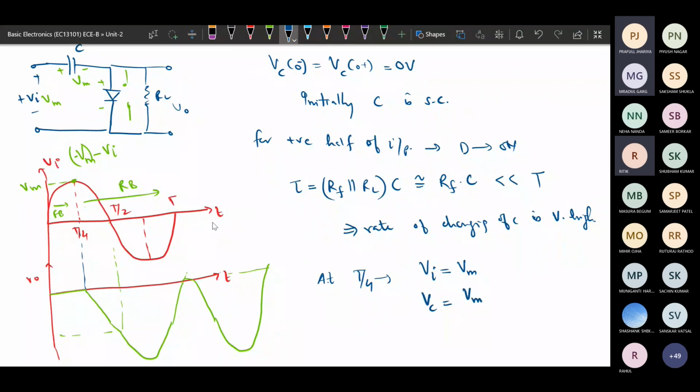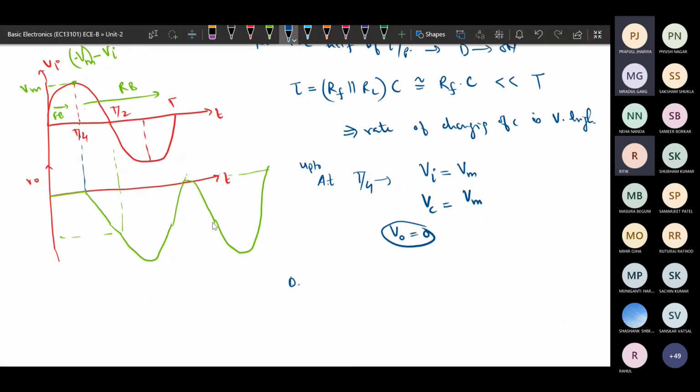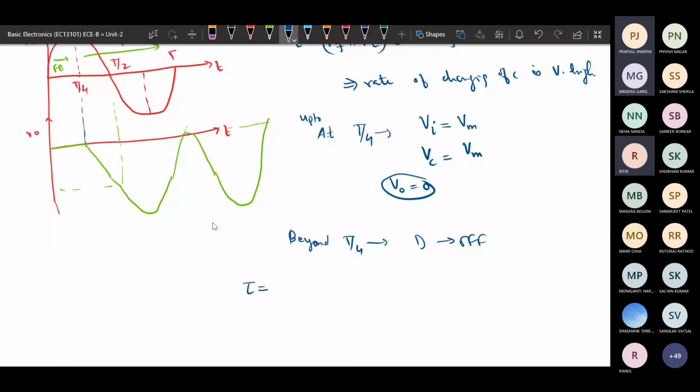Okay. So in that case, if the diode is on, up to t by 4, the output will be coming out to be 0 up to this t by 4. Beyond this t by 4 time period, the diode will be off. So if the diode is off, there will be a resistance that will be in reverse bias. So it's equivalent, it will be represented by a reverse bias resistance.